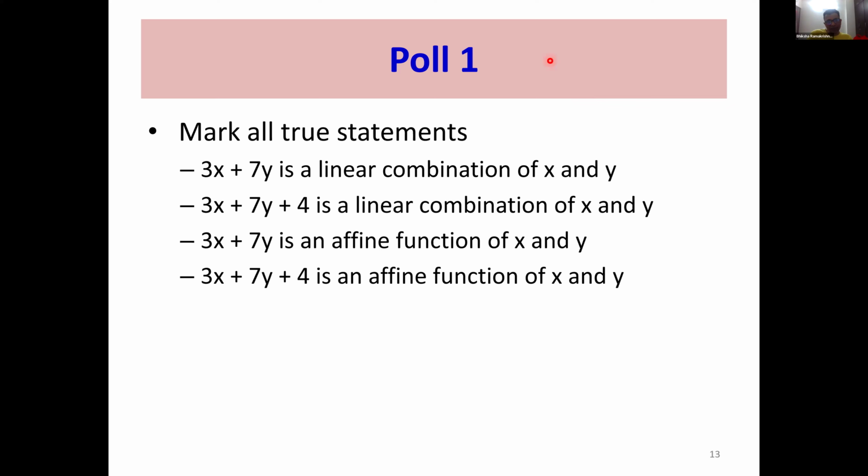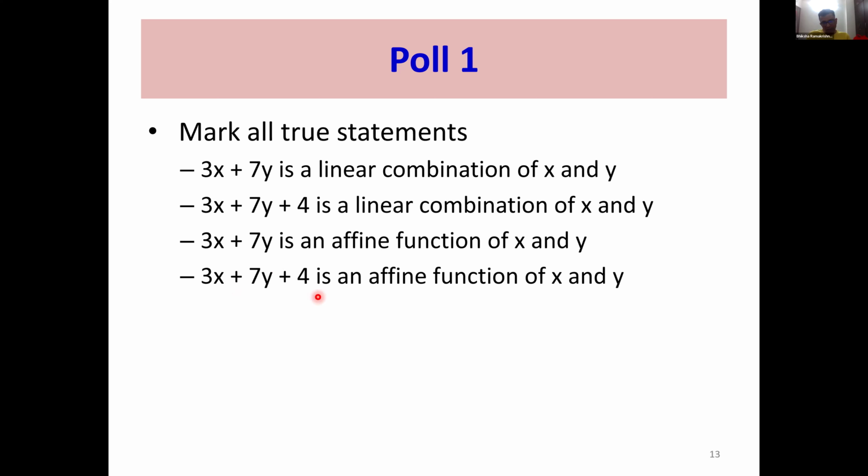All right, so can you answer me? Is this first one linear or affine? Linear. Okay, what about the second one? Affine. What about the third statement? Is it true that 3x plus 7y is affine? Yes, because linear functions are also affine functions, but not all affine functions are linear functions.